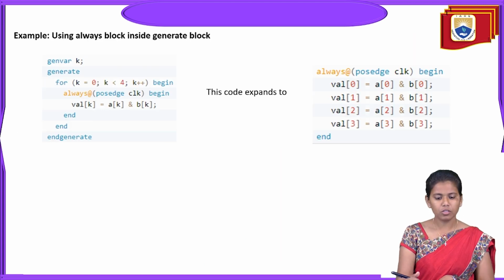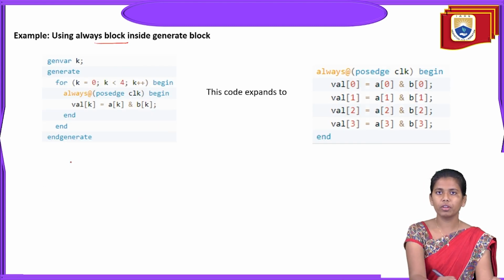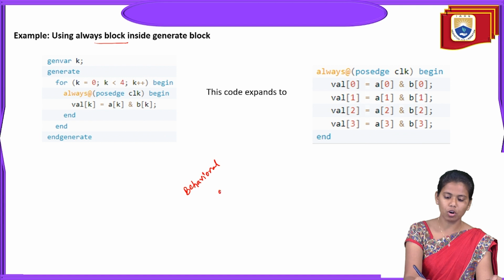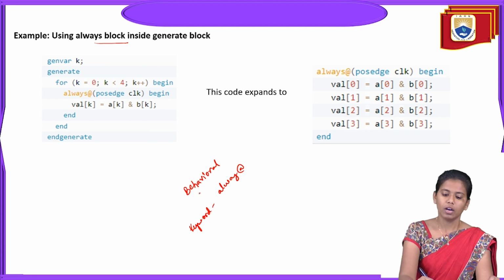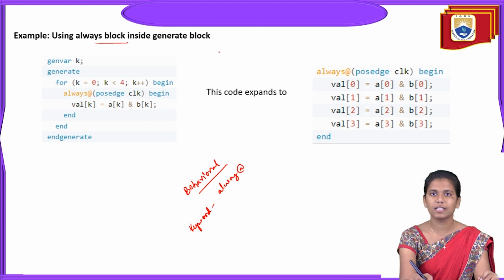Now, this is an example based on the always block. We know that out of the four modeling styles, in behavioral modeling we are using a keyword called always. Always at the rate is a basic, prominent keyword when you are modeling your code in terms of behavioral modeling. Now we will see in this example an always block inside a generate block.